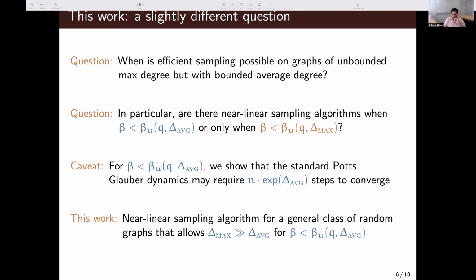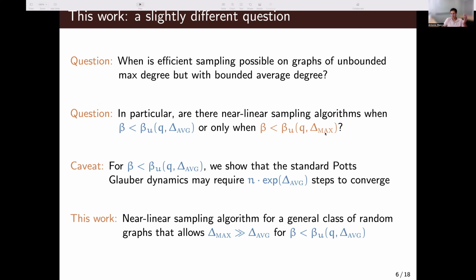Now, in this work, we ask a slightly different question, and it's an important one that we should consider: is this threshold the right one, right? Is this beta u, this uniqueness threshold, the right one? And it is in many settings, but there is one particular case that was postulated before this work. Suppose that you have a graph where the maximum degree is quite large, but the average degree is much smaller than the maximum degree, right? So the condition is that beta is below the uniqueness threshold for the regular tree with degree corresponding to the maximum degree of the graph, right?